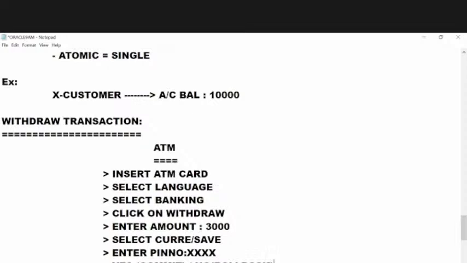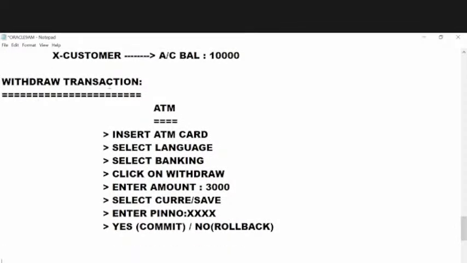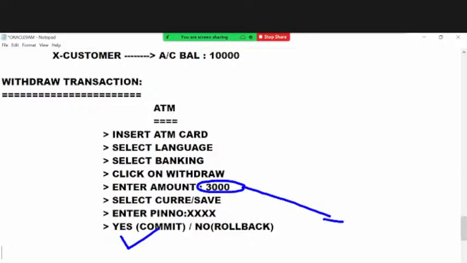Got it? Now, this customer will do in total how many operations internally? 1, 2, 3, 4, 5, 6, 7, and 8. So now what happened? When he committed, when he clicked on the yes button, then 3,000 rupees will be released from your ATM. And the remaining balance amount, how much is showing? 7,000. Is it accurate?